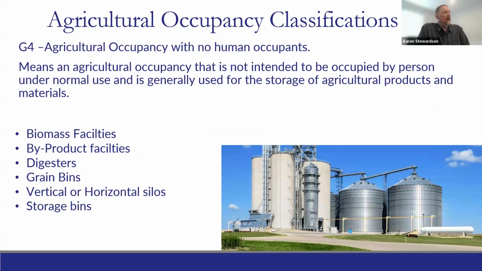G4s are agricultural occupancies with no human occupants. So our grain bins, digesters, storage bins, and it could be vertical or horizontal silos, those types of things that don't have a human occupancy to them normally. There is a way for people to be in them, but they're not occupied on a normal basis. So these are the G4s. If you remember, the G4s are a situation where people don't go in, especially like a bin, and they're not intended for people to be in them.